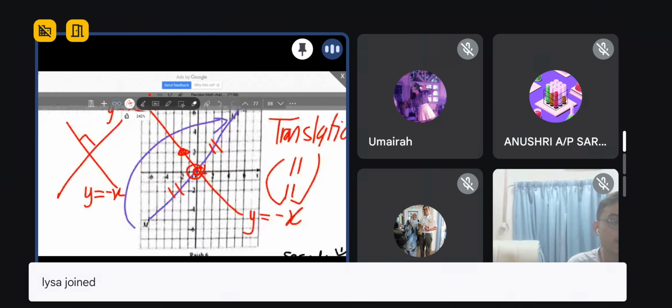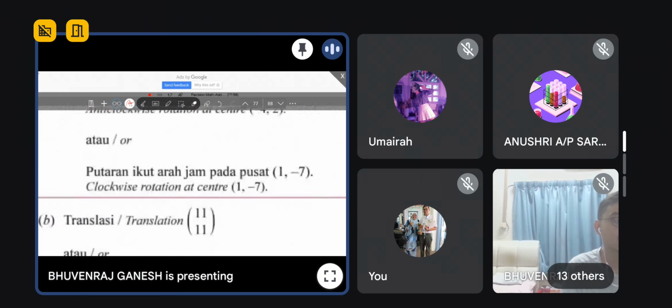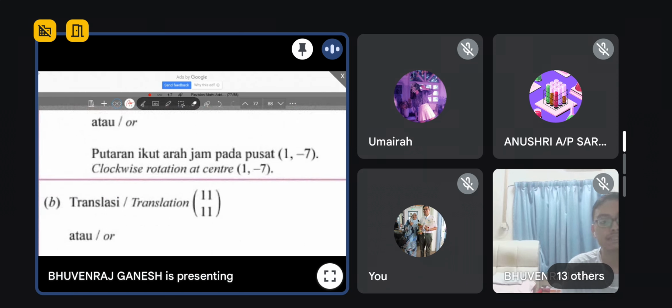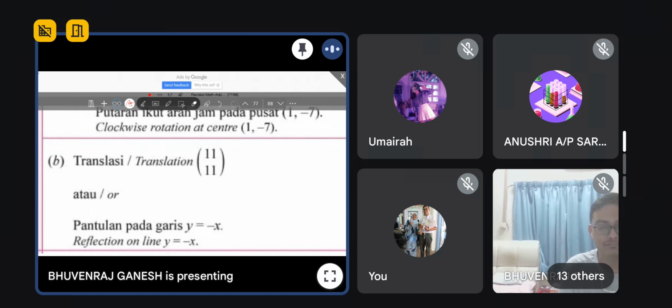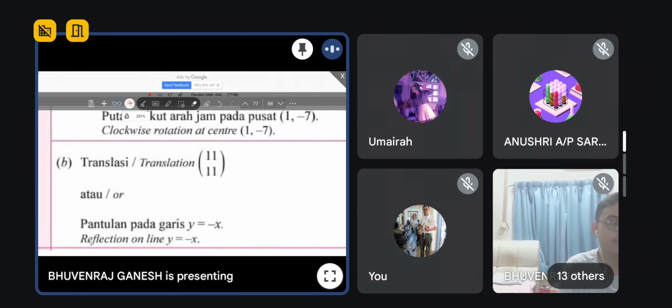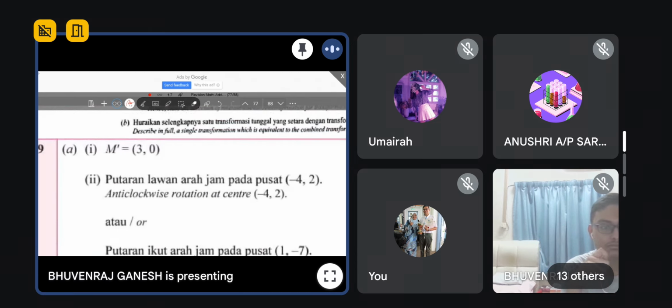All right? So the answer is you can choose either one. Boleh pilih mana-mana. So first option, translation 11, 11. Second option, reflection on line y equals negative x. Okay, guys? Everyone here understand this question? Total is 5 marks.